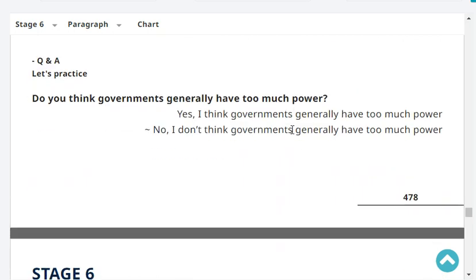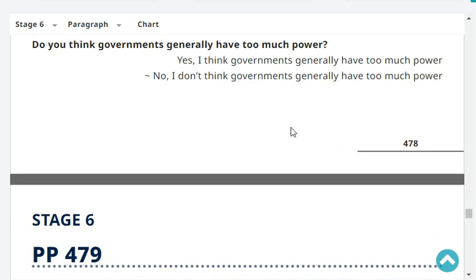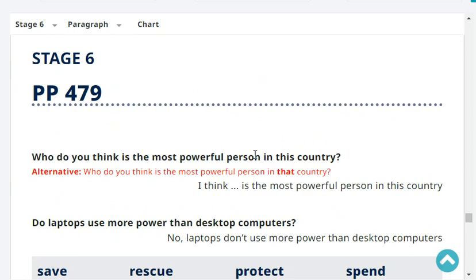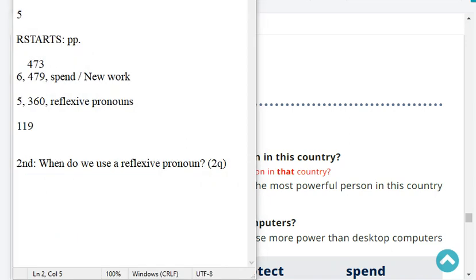Do you think governments generally have too much power? Yes or no? No, I don't think governments generally have too much power. Who do you think is the most powerful person in your country? I think the prime minister is the most powerful person in my country. Very good.